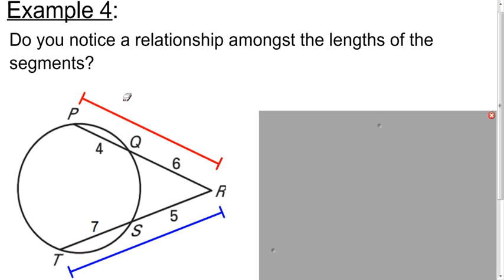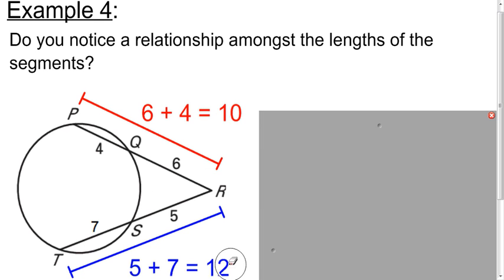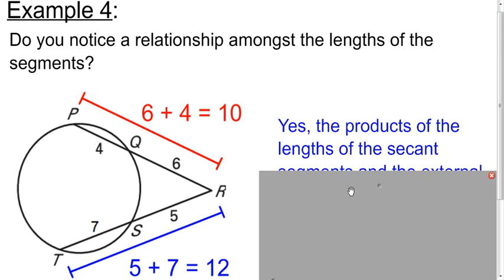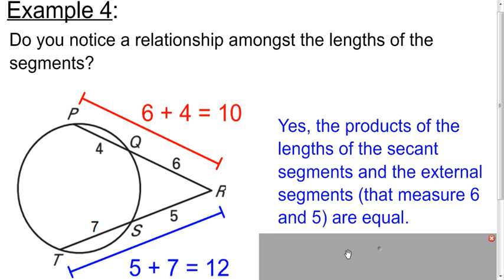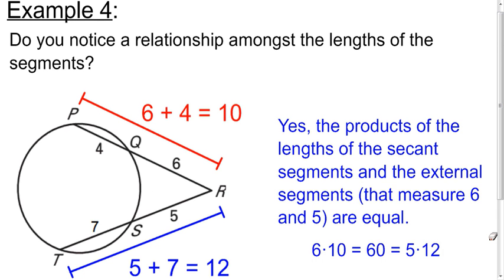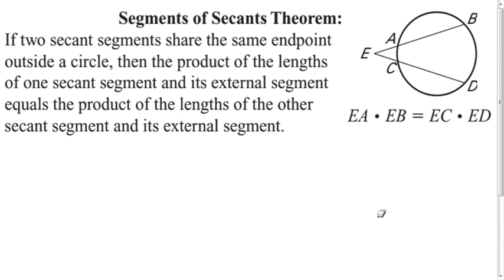Well, if we find the lengths of the secant segments, we get 10 and 12. What do you notice now? Well, if we multiply the secant segment length times the exterior segment length, or external segment length, we get the same product, right? 6 times 10 is 60. 5 times 12 is 60 as well. And we could also prove this fact with similar triangles. For the sake of brevity, we're just going to state the theorem though.